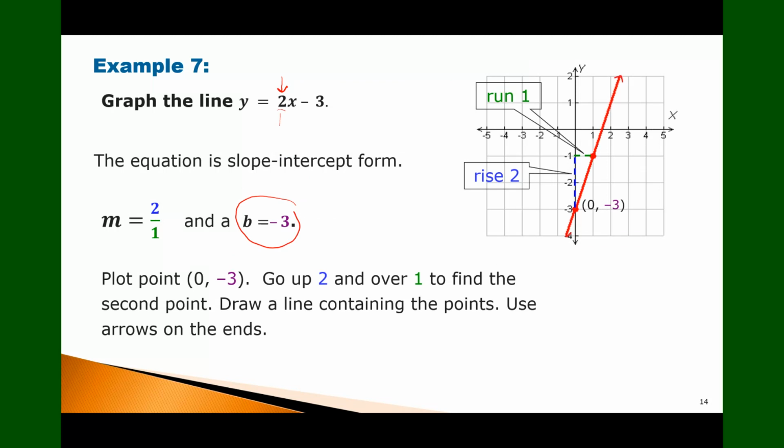So graph that first, and then you can use rise over run, up 2 over 1, to get another point, and then put a dot there. I'm not going to make you label that one, but it should be a very clear dot there. And then again, use your student ID or something. That arrow doesn't show up too well. To make sure you've got a straight line, and make sure you put arrows on the end of that line. So always graph the y-intercept first, and then use rise over run to get yourself a second point.